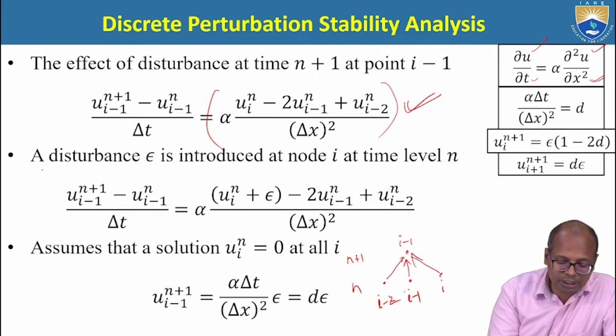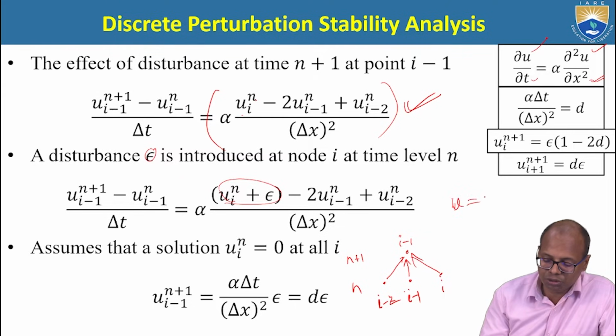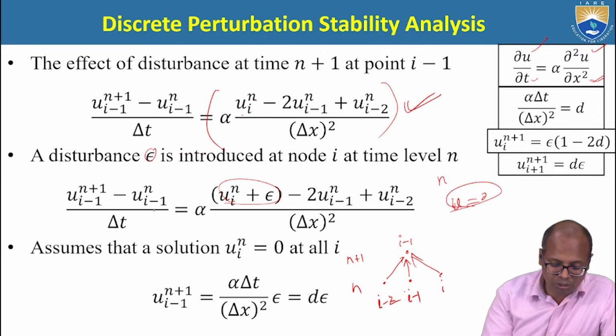Now the disturbance that we have introduced at u_i^n. So I introduced the disturbance here, and we have assumed that at all i's, all nodes, u is equal to 0 at time interval n. So all u's are 0. So I am putting this as 0, this as 0, this as 0 at time n.